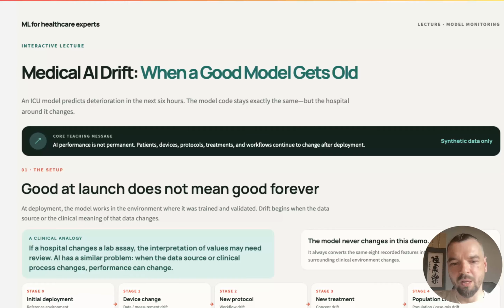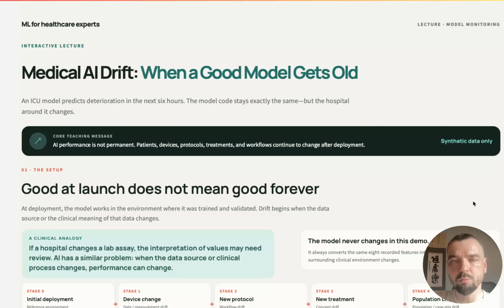So why would a model that showed perfect or very good sensitivity and specificity, which we discussed last time, in the beginning during deployment or validation, become worse after 6 months, and in 24 months become completely unusable? What's the reason and how do we mitigate this? It's called AI drift: when model performance changes over time.